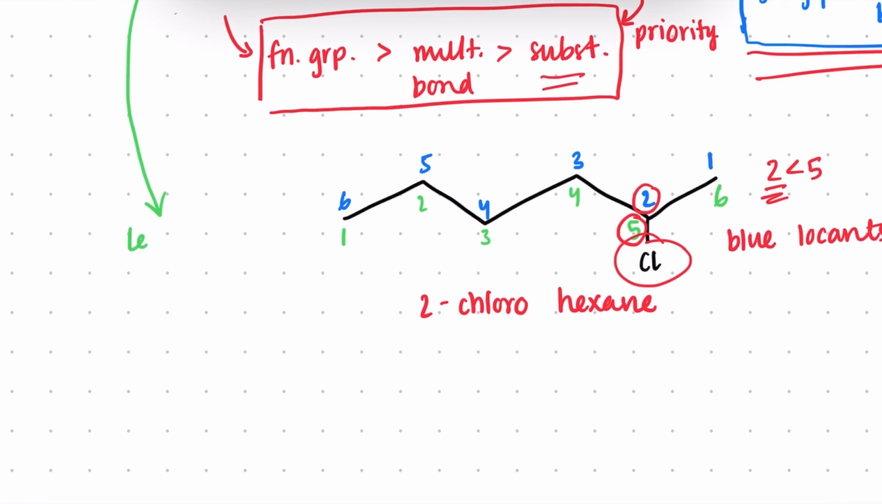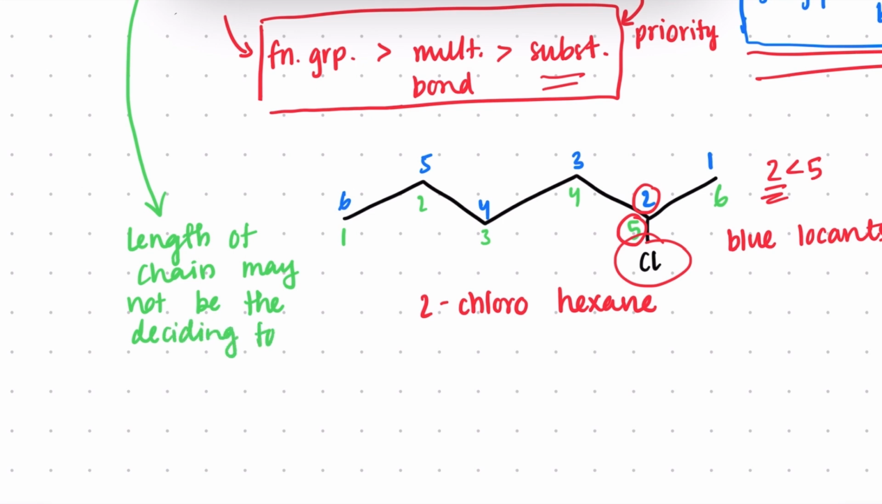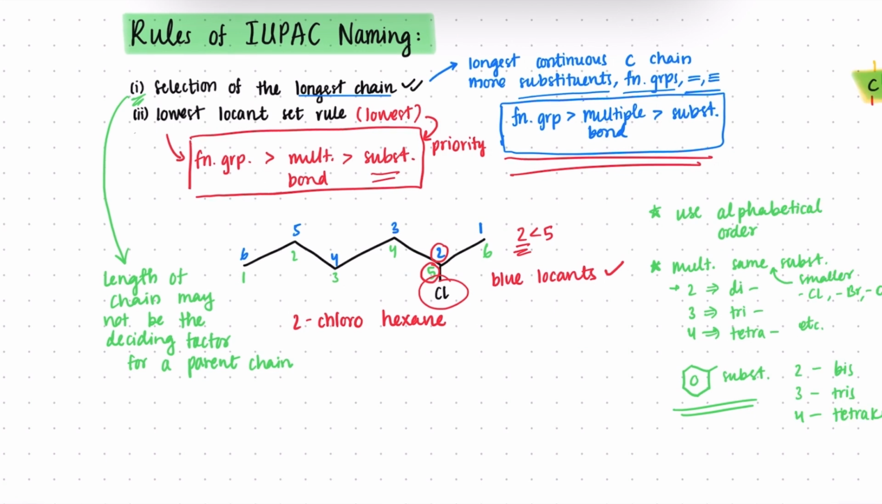So the length of the chain may not be the deciding factor for a parent chain. So yeah, that's just something that I want to put out there. All of these points, like those last minute points, can help you, especially when you're dealing with bigger compounds and with more functional groups.